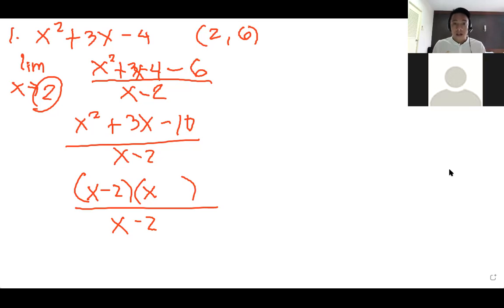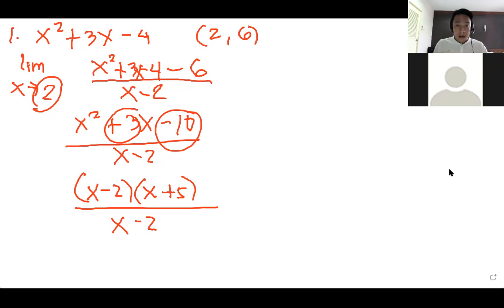If we have the answer negative 10, what will be the number we need to multiply by negative 2 in order for us to get negative 10? That will be positive 5, because positive 5 times negative 2 is negative 10. And 5 minus 2 is positive 3. That's why we have these two factors, x minus 2 and x plus 5.